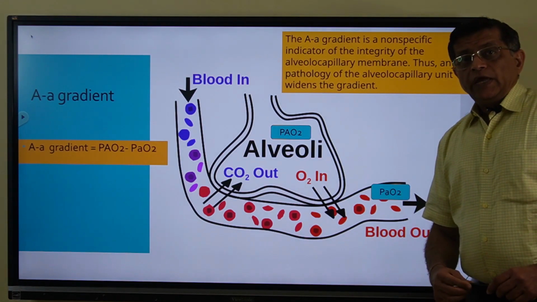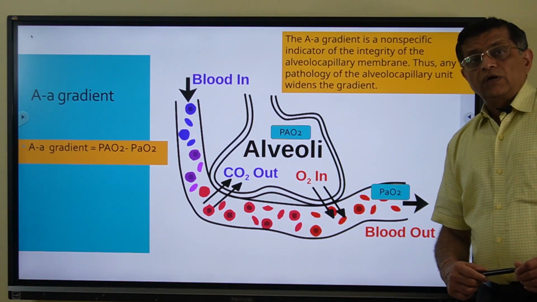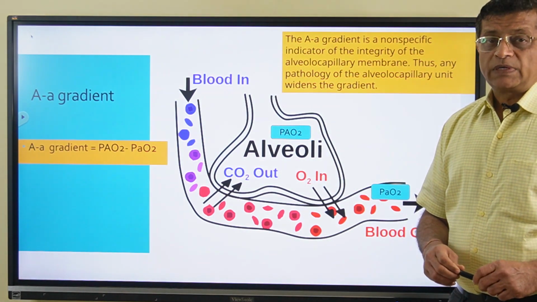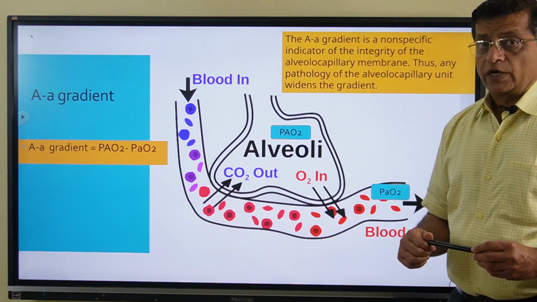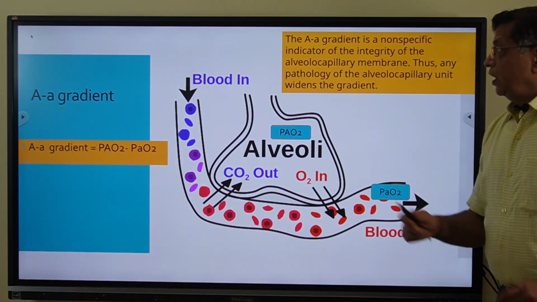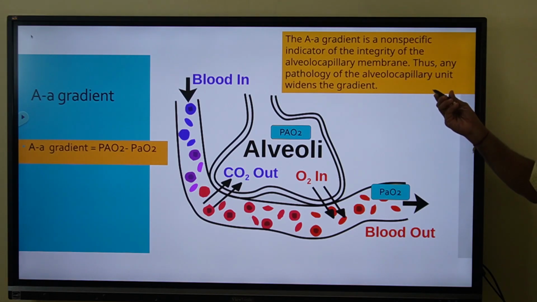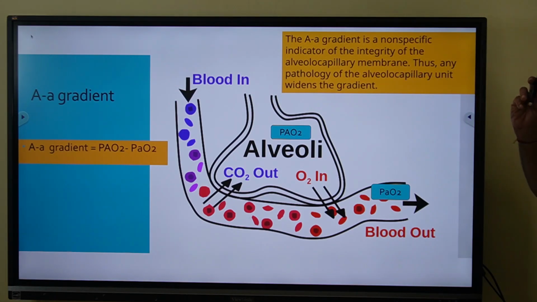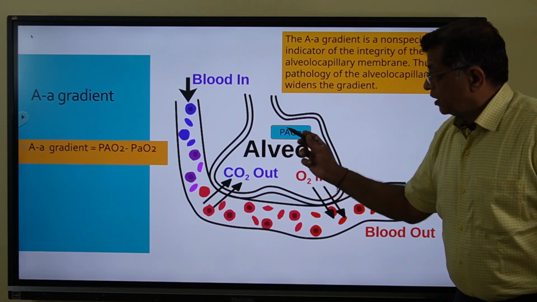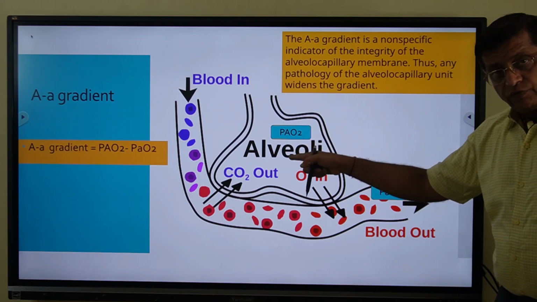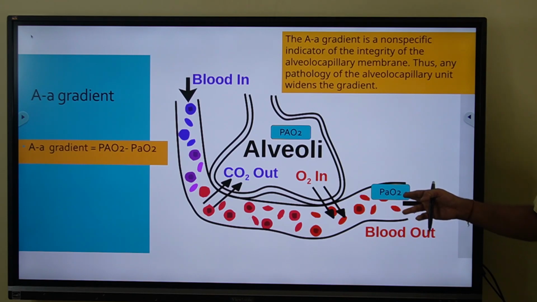Now, AA gradient. This is widely used to see in an ABG whether the pathology is within the lungs or it is just hypoventilation. So, AA gradient is a non-specific indicator of integrity of the alveolo-capillary membrane. Thus, any pathology of the alveolo-capillary unit widens the gradient. What is AA gradient? The large A, PAO2, stands for partial pressure of oxygen in the alveolus, while small a, PaO2, means the partial pressure of oxygen in blood.